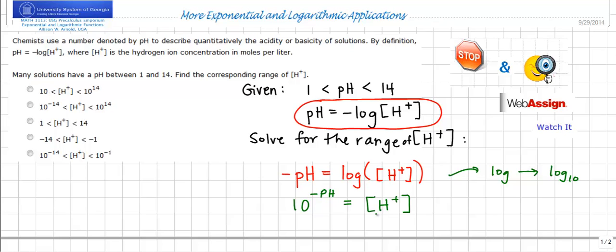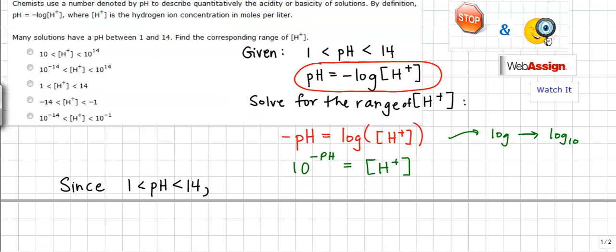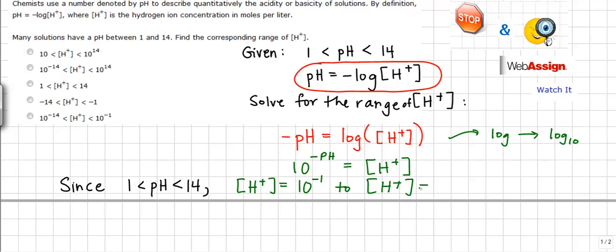Now let's go back and look at it in terms of the existing values you already know, that the pH lies between. Since your pH lies between 1 and 14, the value for hydrogen ion concentration in that window would extend from 10 to the negative 1 to 10 to the negative 14.